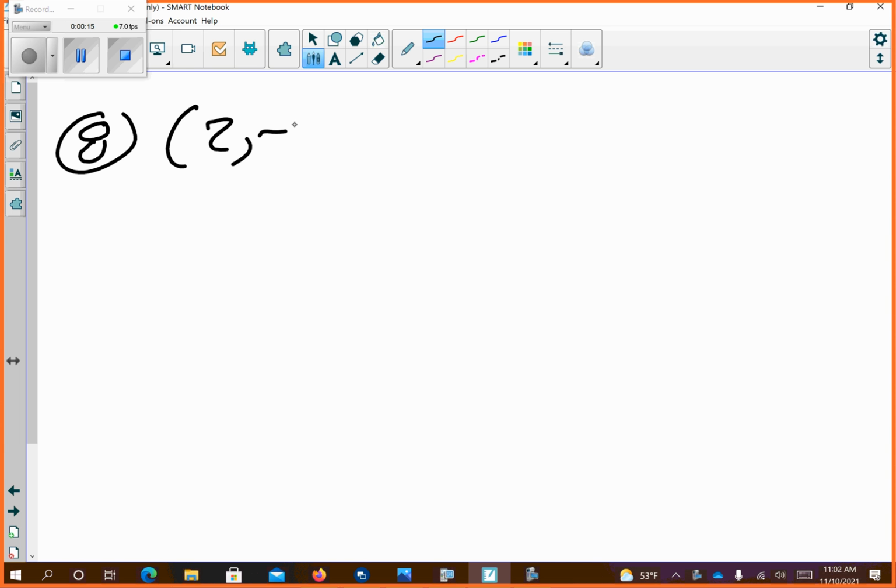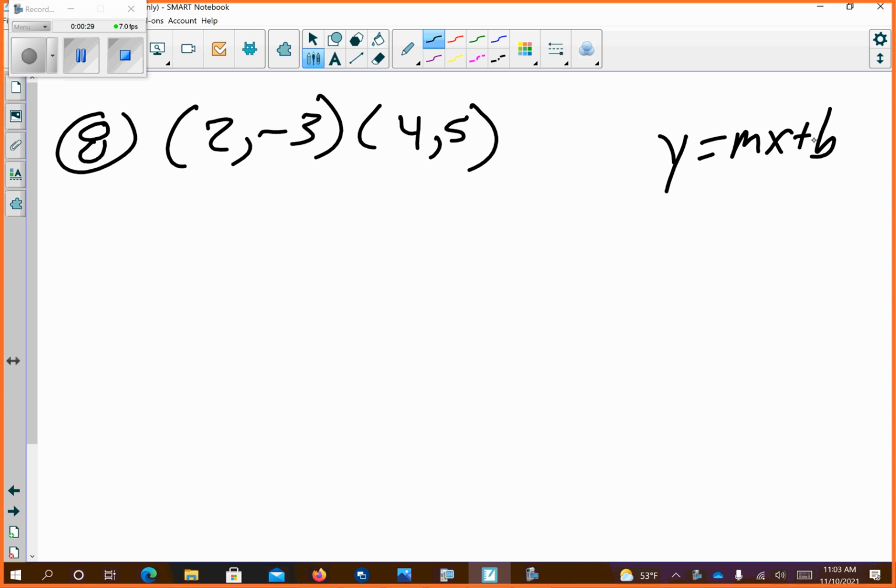We have (2, -3) and (4, 5). And I believe they want us to find it in slope-intercept form. Okay, so slope-intercept form means I'm going to get to y equals mx plus b eventually. So first thing I'm going to take note of, do either of those points represent the y-intercept? Meaning, do I have a 0 in the x spot of any of those points? No. So then my first step, if you remember, is x1, y1, x2, y2. Agree with that so far?